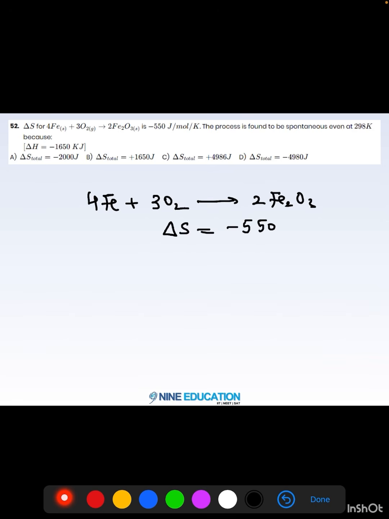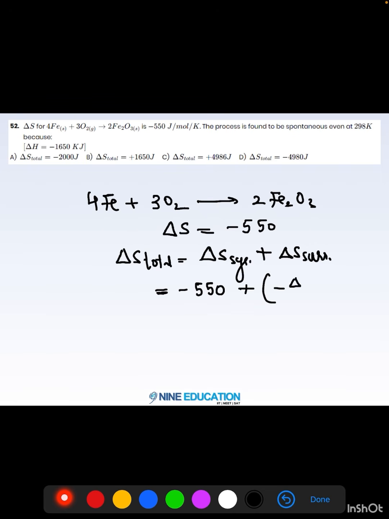Now they are talking about delta S total. So delta S total would be equal to what? It will be equal to delta S for the system plus delta S for the surrounding. Now delta S system is already given, which is in joule. You can see that minus 550, and then for delta S surrounding we have the formula, which will be minus of delta H divided by T, right? Minus delta H of the system divided by T.